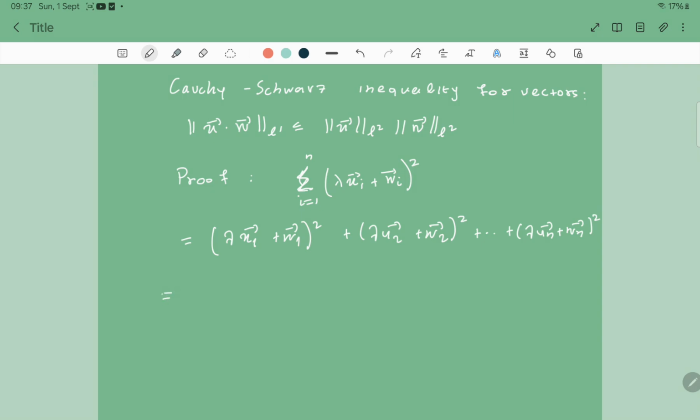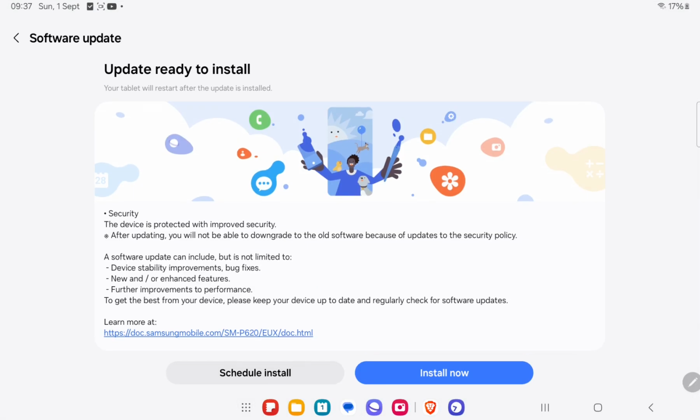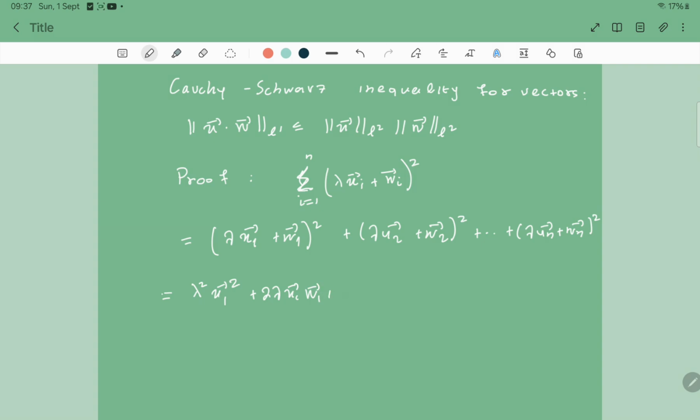I expand the brackets. This is a known identity, so it's lambda squared u1 squared plus 2 lambda u1 w1 plus w1 squared, plus lambda squared u2 squared plus 2 lambda u2 w2 plus w2 squared, plus lambda squared un squared plus 2 lambda un wn plus wn squared.